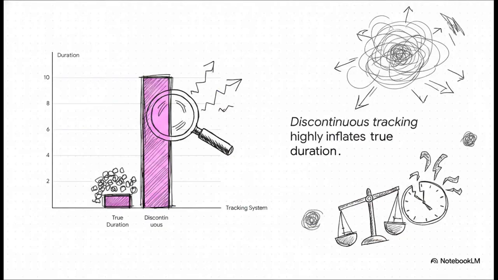Now, what's really interesting about this slide is the sheer visual disparity here. Look at the bar on the left. That represents our true duration data. This is the actual objective reality of how long a behavior occurred, and as you can see, it's quite low. But then look right next to it. That second bar, that's the data generated by discontinuous tracking. No way, right? It is highly inflated. This overinflated data completely misrepresents the true duration of the behavior we're actually trying to track.